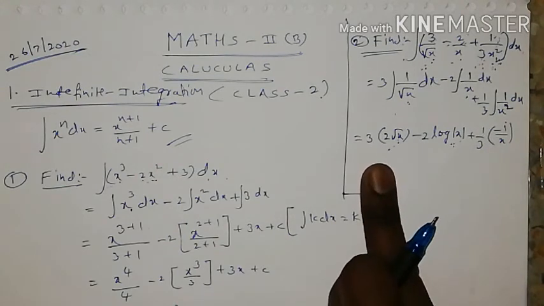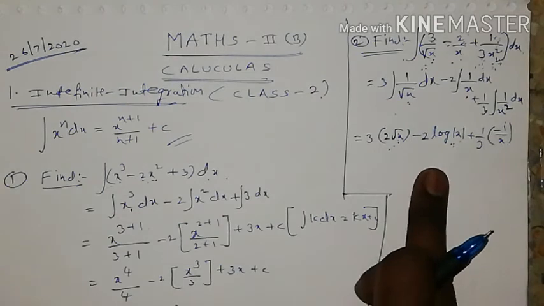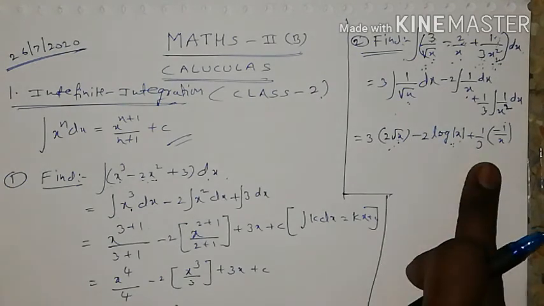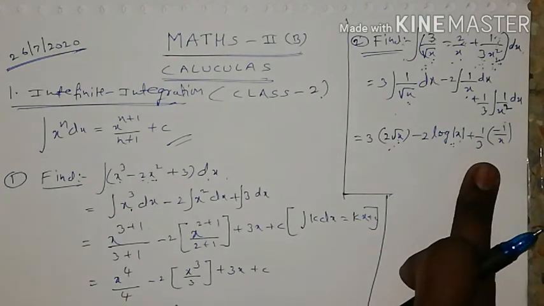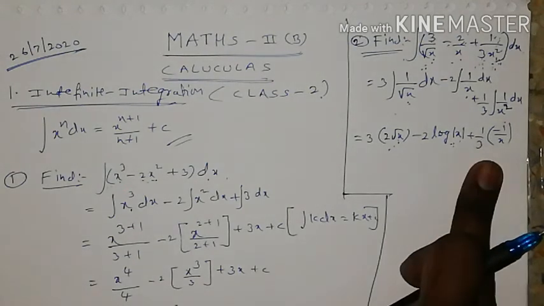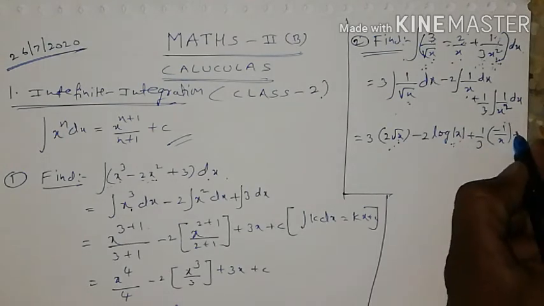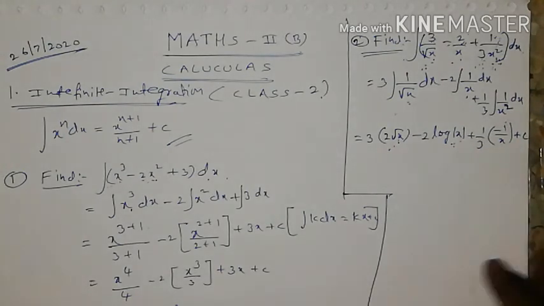I explained this in my first class, on 24 July. So you just see those formulas once. Integration of 1 by root x is 2 root x. Integration of 1 by x is log mod x. Integration of 1 by x square is minus 1 by x. So here we have applied the formulas. So application of the formulas is over. Right now, after completion of applying the formulas, you have to keep plus c.